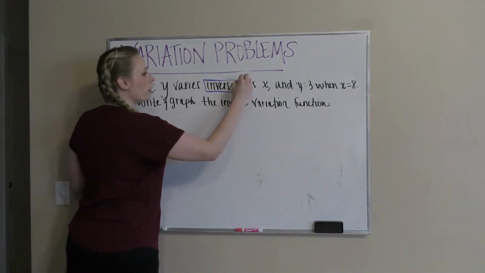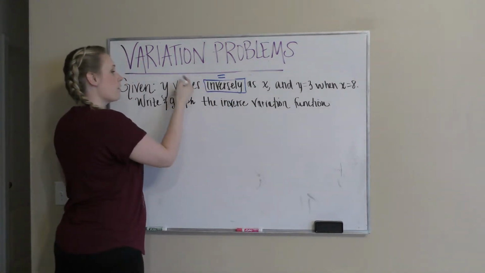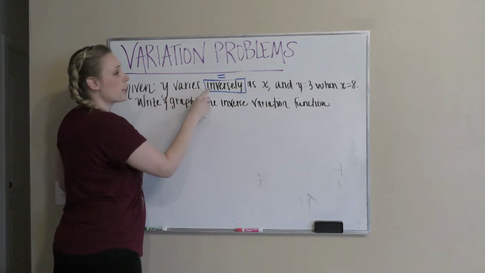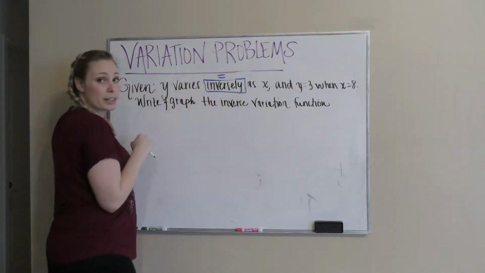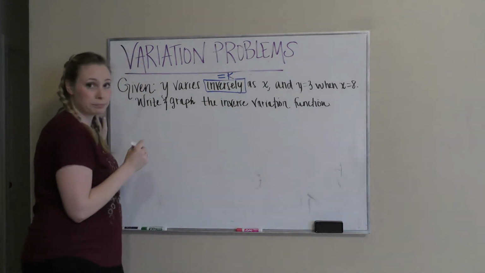But just like before, every time I see this key word, I put an equal sign here. The variables on this side will be on the left side of the equal sign. The variables on the right side will be on the right side of the equal sign. And k always goes right next to the equal sign.